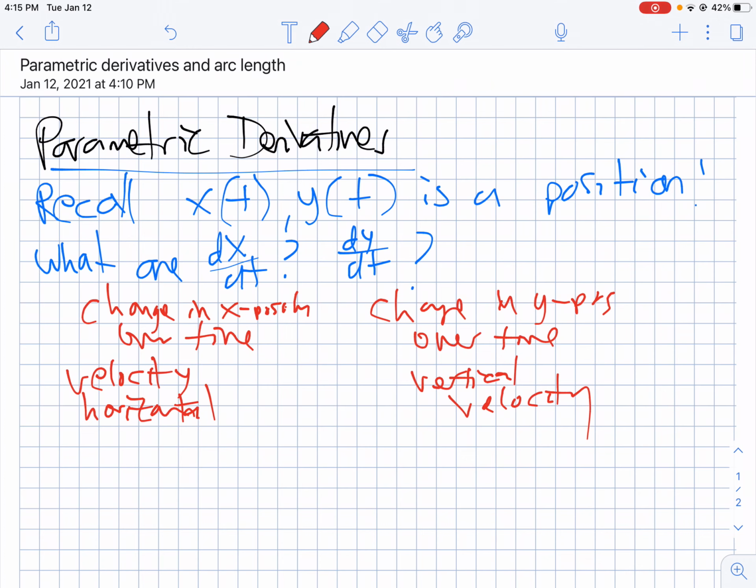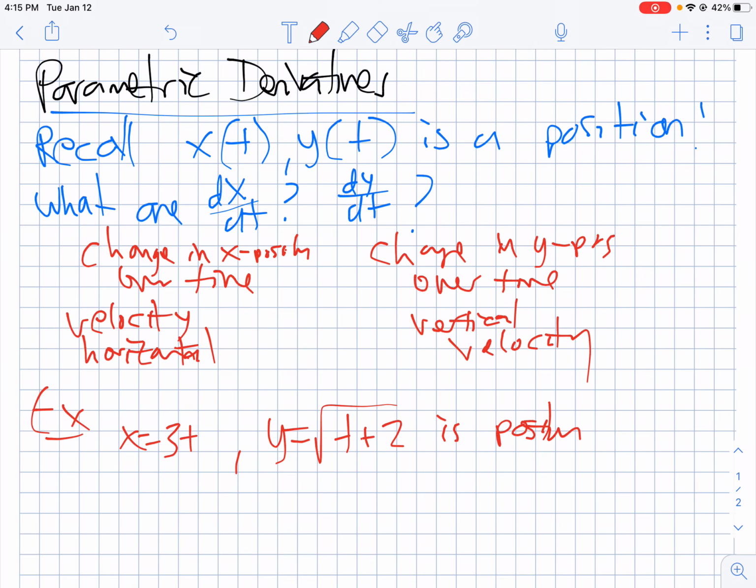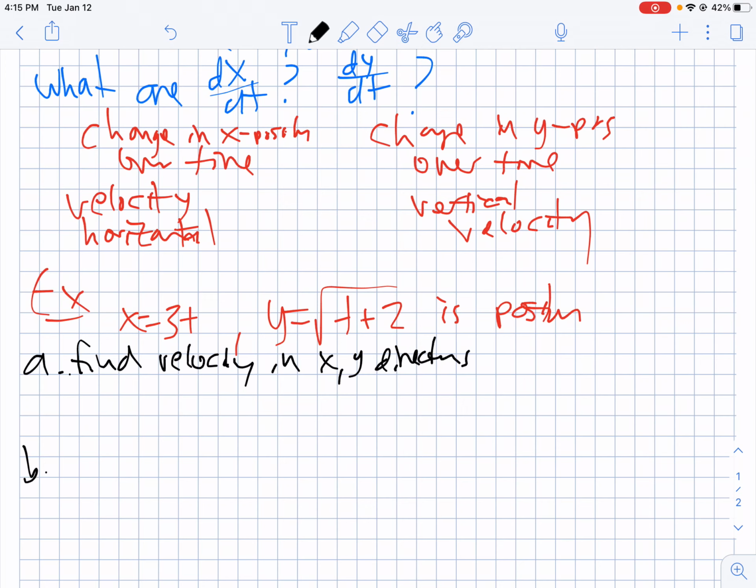Okay, so let's go ahead and look at just some example problems. So just suppose I tell you that x equals 3t and y equals square root of t plus 2 is the position of something. And let's say the first part of this problem asks us to find the velocity in the x and y directions. And then the second part would be to find the x and y velocity at t equals 2.